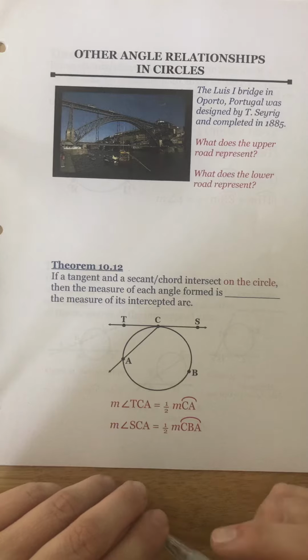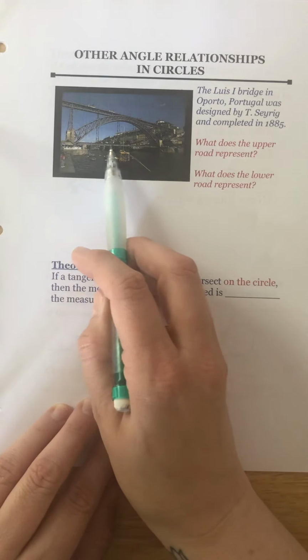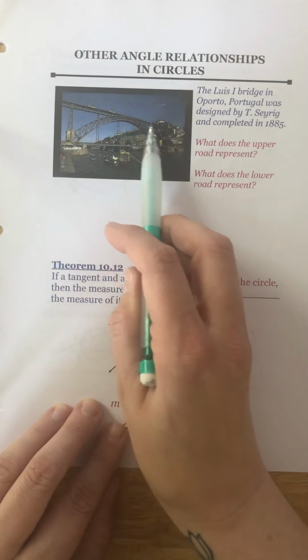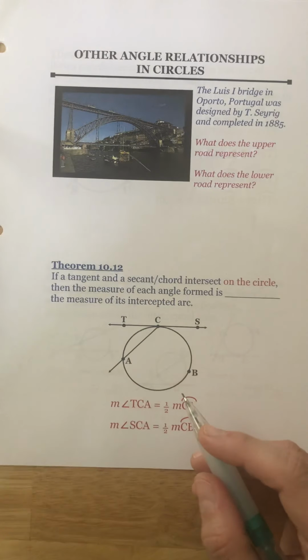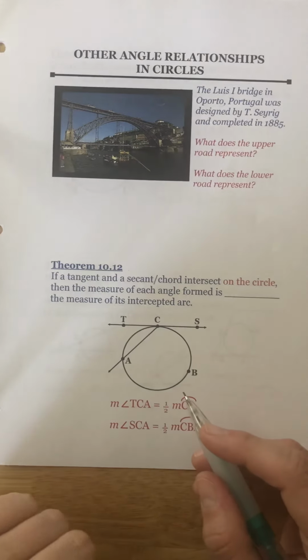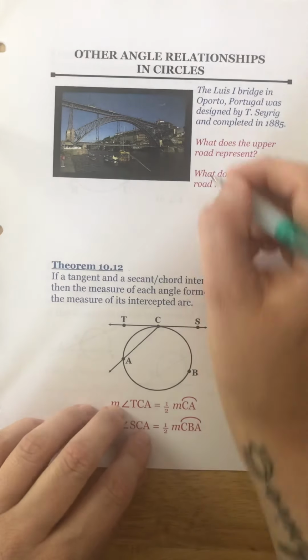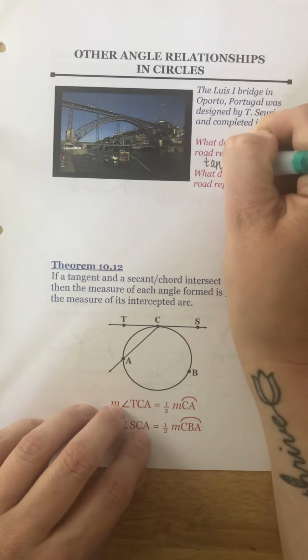And it is a pretty cool bridge if you ask me, because there's a road down here, but there's also a road at the top. So very neat how it has two different roads on it. So the upper road, the first question says, what does the upper road represent? Well, for us, that's going to represent a tangent.